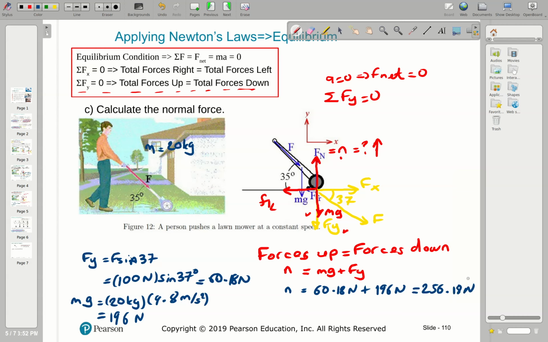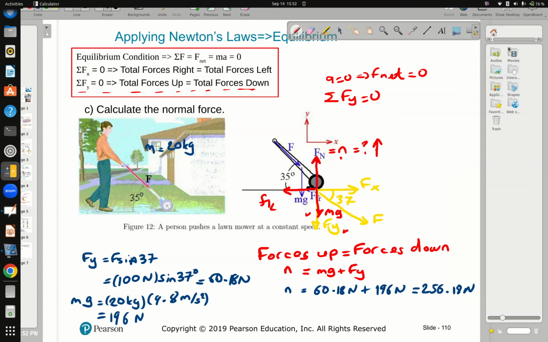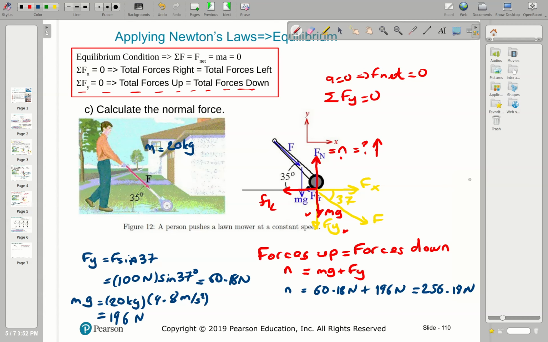256.18 Newton. Let me check that again. Yes, that's equilibrium. Up forces are equal to down forces, right forces are equal to left forces, which generally gets us there. And this could be the hardest you get from the equilibrium questions.